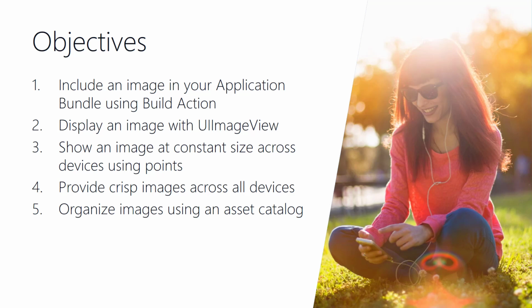Then we'll take a look at how we can provide multiple versions of the same image at different resolutions, and that will allow iOS to choose the best version for the device being used. And then finally, as an optimization, we'll take a look at asset catalogs and image sets, which are ways of organizing those multiple resolution image files.